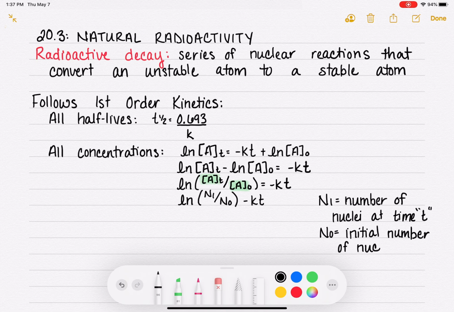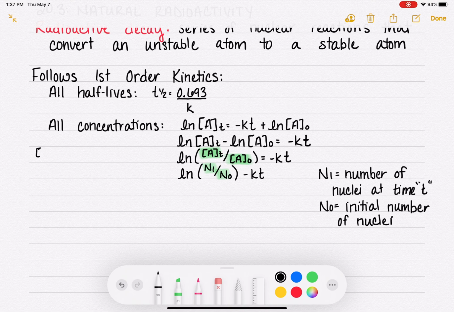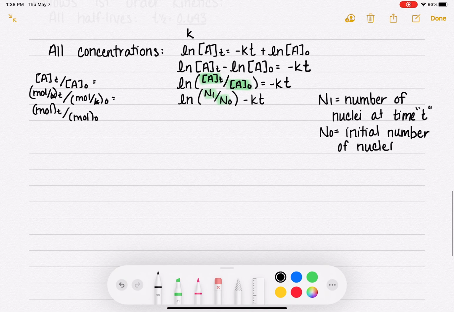And if you're wondering how we could make that jump, like how could we just ignore molarity completely and jump straight to a count of atoms? Well, let's think about what we're saying over here. When we're saying concentration of A at time t over concentration of A initial, we are saying the moles per liter at time t over the moles per liter at time 0. And the volume is going to be a constant. So this equation really simplifies to the moles at time t over the moles at time 0. And mole is just another way of counting. So if we can say mole over mole, we can definitely say the number of nuclei over the number of nuclei.